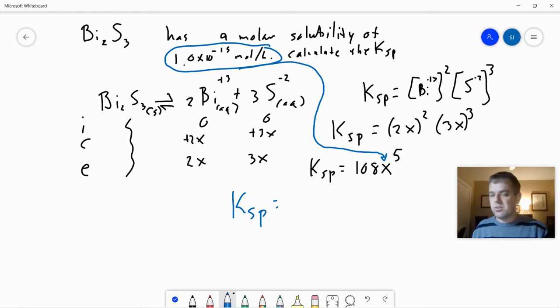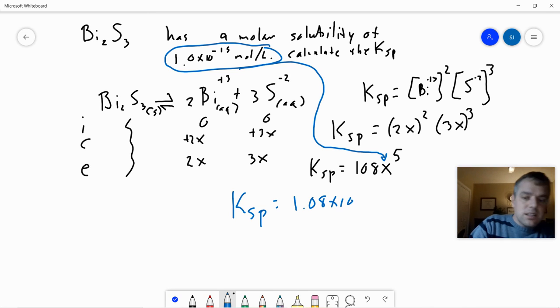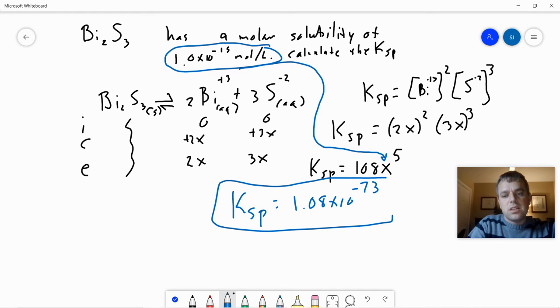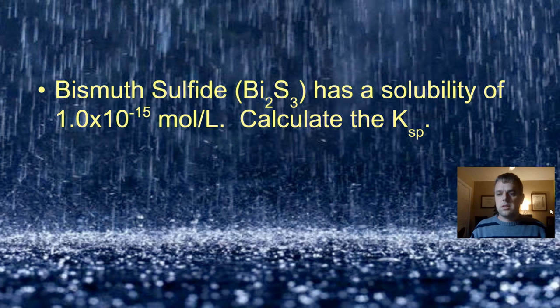So all we have to do is put into our calculator 108 times (1 times 10 to the negative 15th) to the 5th power. And I'm getting 1.08 times 10 to the negative 73rd. And KSPs, again, are unitless by convention, so do not try to put units on this. So I hope this is a little helpful.